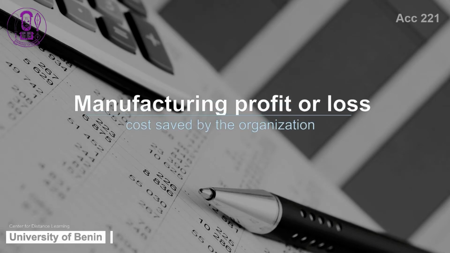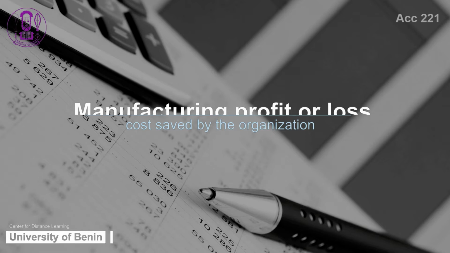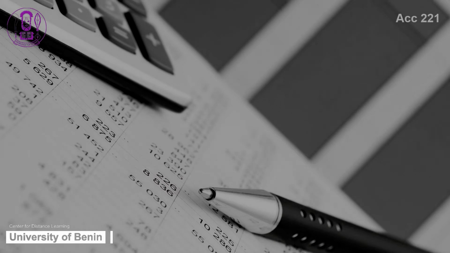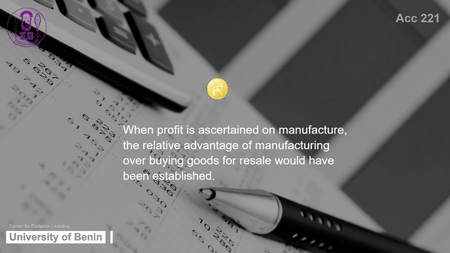Manufacturing profit or loss. Profit on manufacture is the cost saved by the organization for manufacturing instead of purchasing, while loss is the additional cost incurred by the organization for manufacturing instead of purchasing. When profit is ascertained on manufacture, the relative advantage of manufacturing over buying goods for resale would have been established.